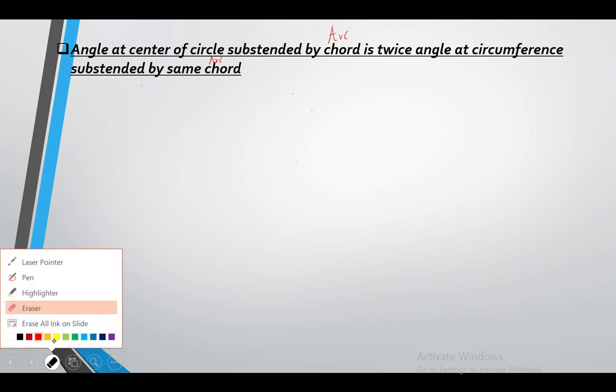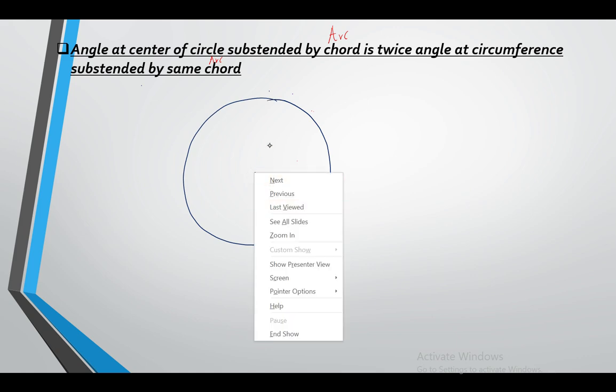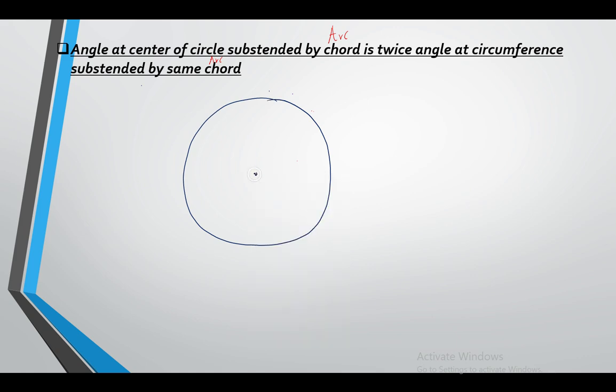So now we are going to prove that the angle at the center, so let me create a circle. Let me say here I've got the center. This point here is my center. So let's say I have the angle at the center. Let me call this center O. And let me say I have the angle again at the circumference.